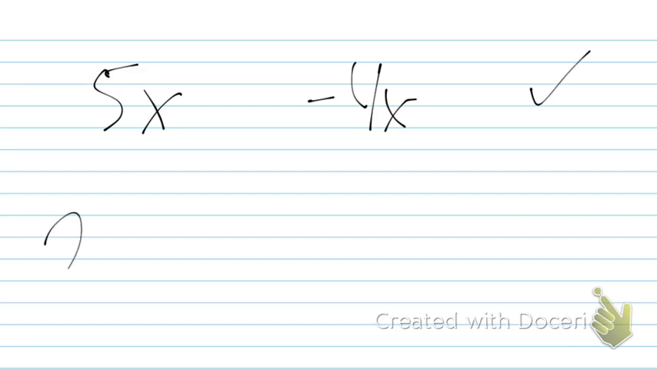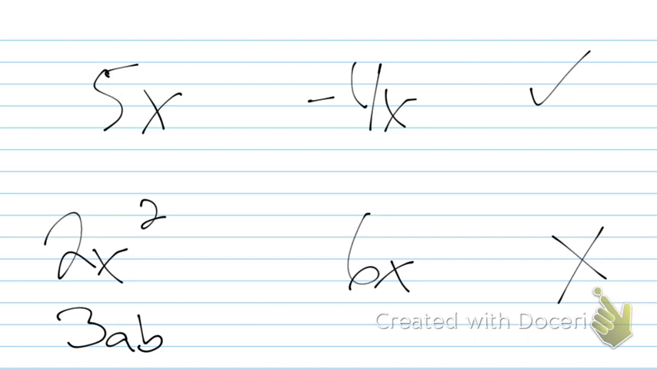So let's look at some stuff. What about 5x and negative 4x? Are those like terms? Yes. Okay. What about 2x squared and 6x? No. So it has to have same variable, same exponent. Cool? You get what I'm saying on that? What about like a 3ab and 6a?